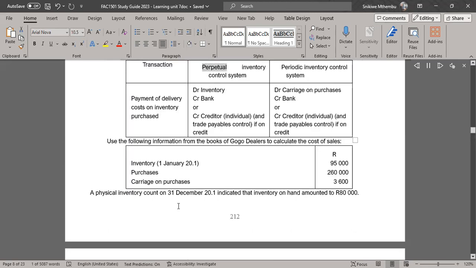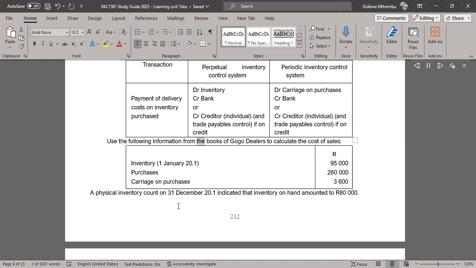Transaction. Perpetual inventory control system. Periodic inventory control system. Debit inventory. Debit carriage on purchases. Payment of delivery costs on inventory purchased. Credit bank. Credit bank. Or credit creditor, individual, and trade payables control, if on credit.